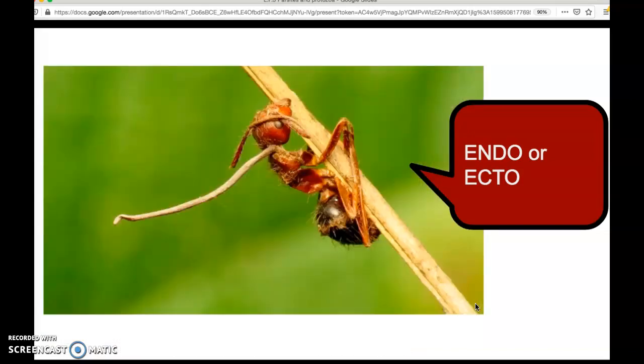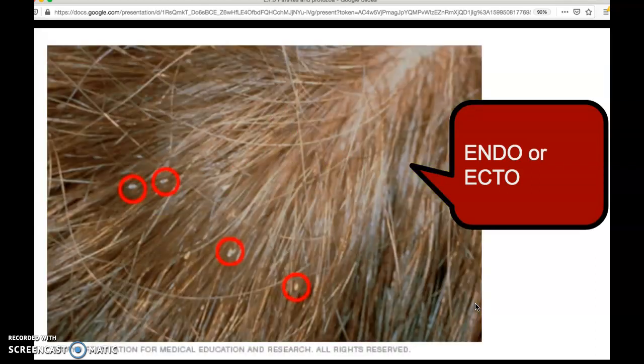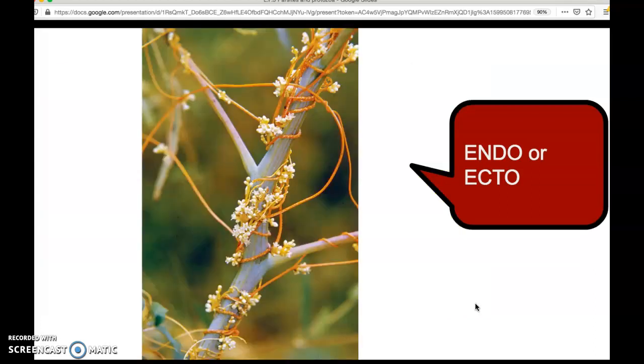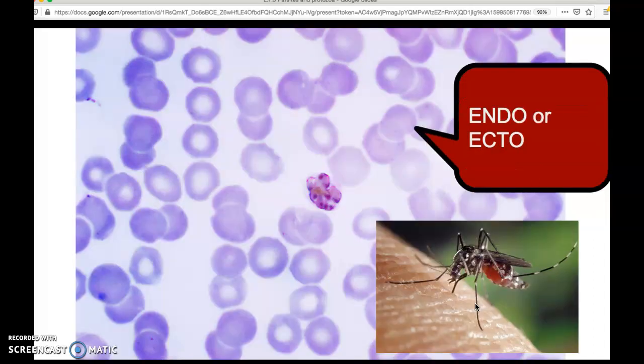The fungus actually started growing inside of the ant, and now it is outside. So depending on which way you look at it, it was endo and now it is ecto because it's outside of the organism and actually kills the ant. Well, lice would not kill us. It's very gross, but it won't kill us. But this fungus does actually kill the host. Here we have the mystery plant again and the original plant. This is an ectoparasite. It's growing outside of the organism.